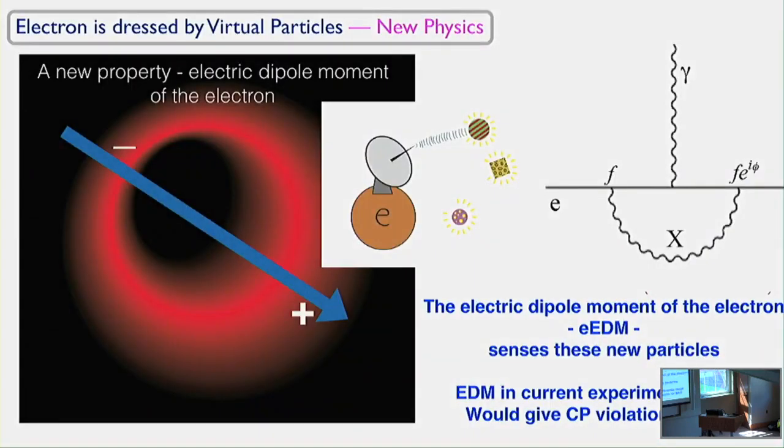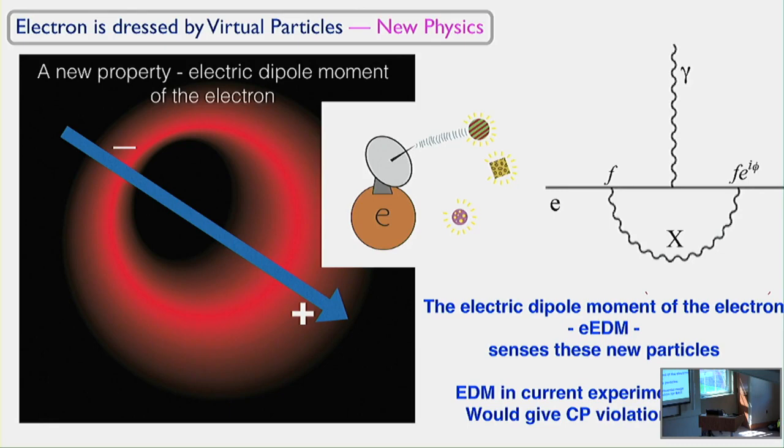So, if those particles exist, you can try to make them, but you can also just bask in the fact that they're inside your body, hovering around the electron. And these virtual particles that are there because of the high electric field around the electron change the properties of the electron. In particular, these particles, which are generically expected to have CP violation associated with them, would give rise to the electric dipole moment of the electron. And so that's what we want to look for.